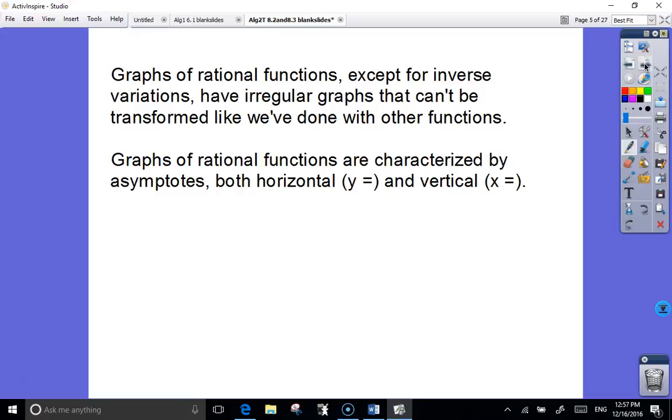Right, so the main thing about rational functions is they can have both horizontal and vertical asymptotes. So again, another reason why you've got to get straight on which one is y equals and which one is x equals, because it doesn't go away.